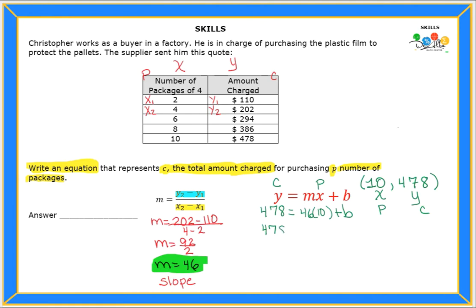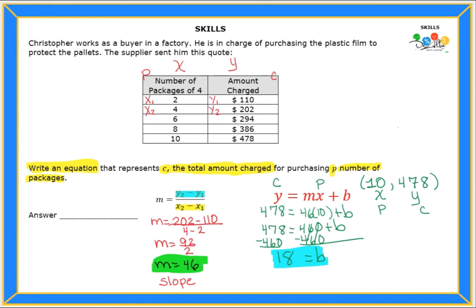So I have 478. And 46 times 10 is 460 plus B. I need to leave B by itself. So let's go ahead and subtract 460 on both sides. Remember, on equations, whatever you do on one side, do it to the other side. My 460 cancels out, and I get b by itself equals to 478 minus 460 is 18. So we found the y-intercept, right, which is 18.